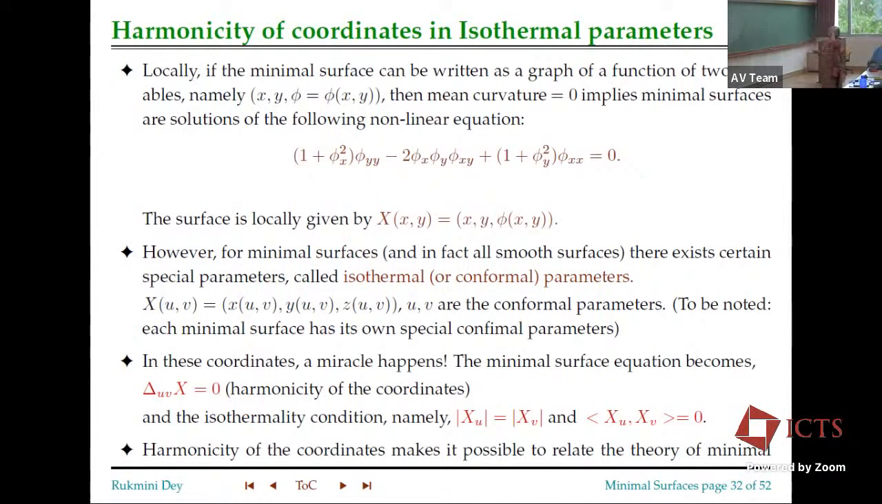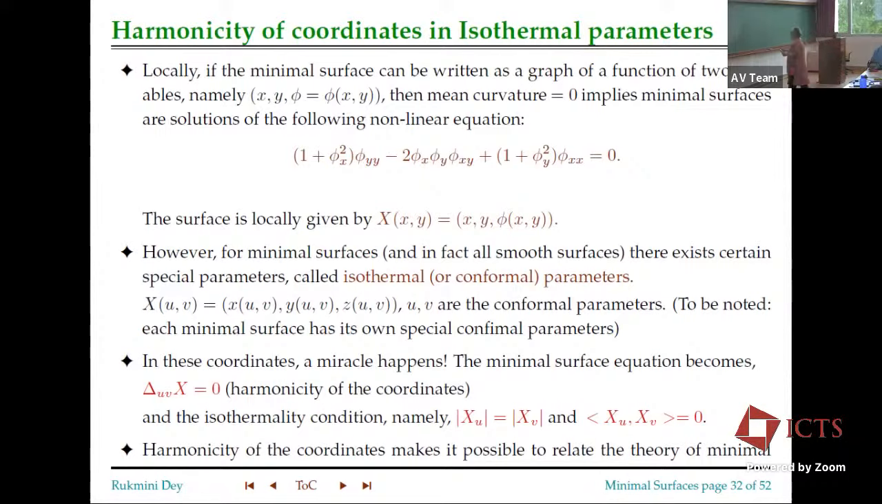But writing it as (x, y, phi of x, y) wasn't a very democratic way of writing it. Actually, a better way, if we can find a very clever way, is writing it as x of u, v, y of u, v, z of u, v. And yes, there are special parameters known as conformal parameters. And in those parameters, this very complicated equation just becomes harmonicity of the coordinates.